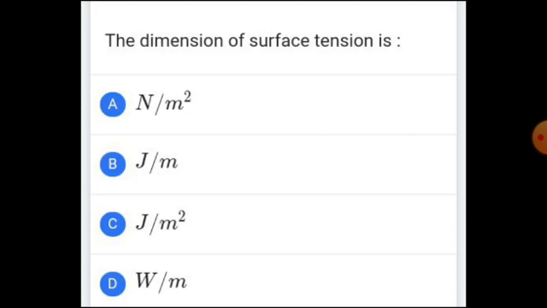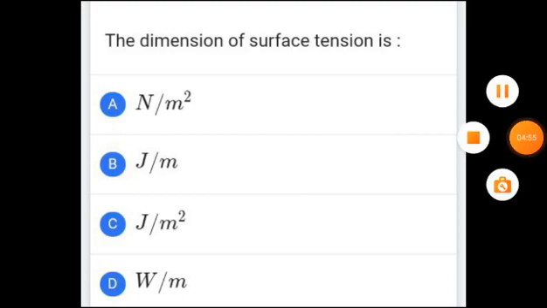Option C: 1 joule is equal to Newton meter. If we substitute in place of joule, 1 meter in the numerator and 1 meter in the denominator will get cancelled. Therefore, Newton per meter will be the remaining. Therefore, the answer for this question is option C.